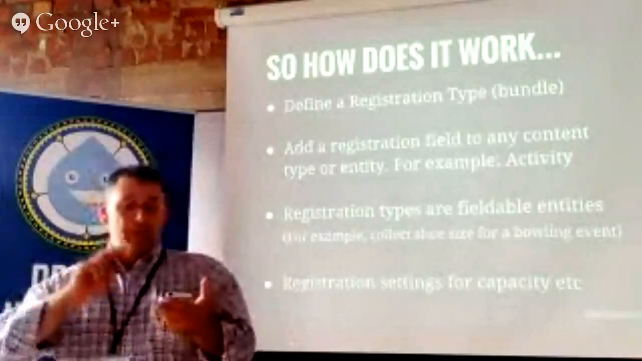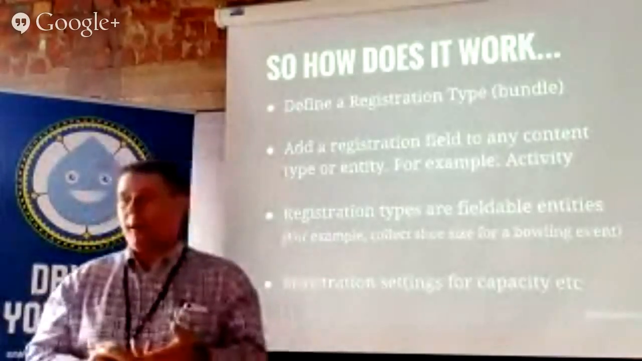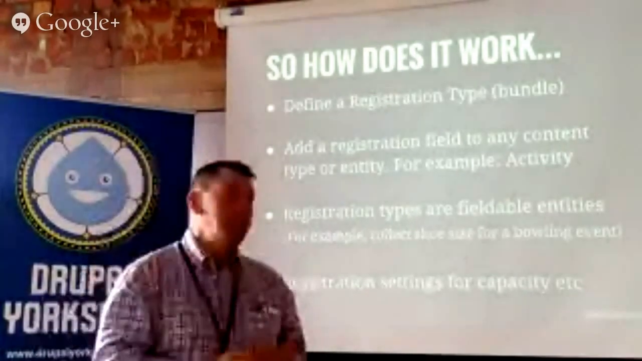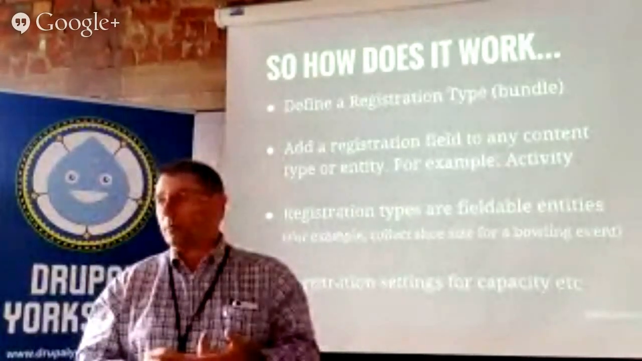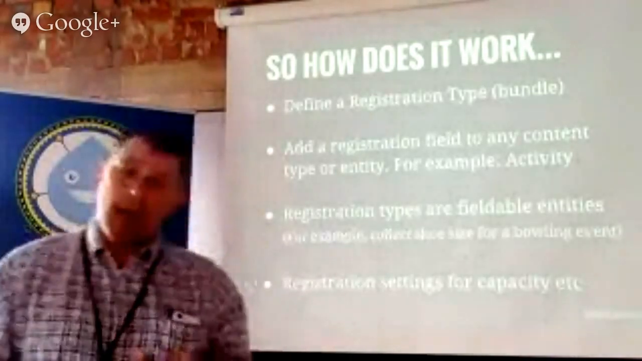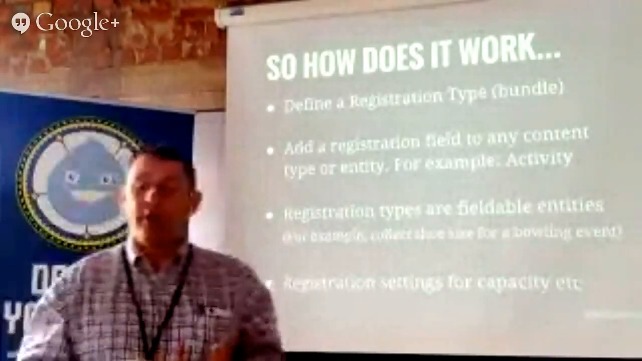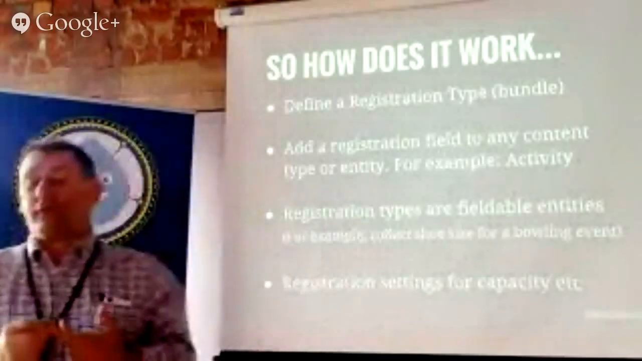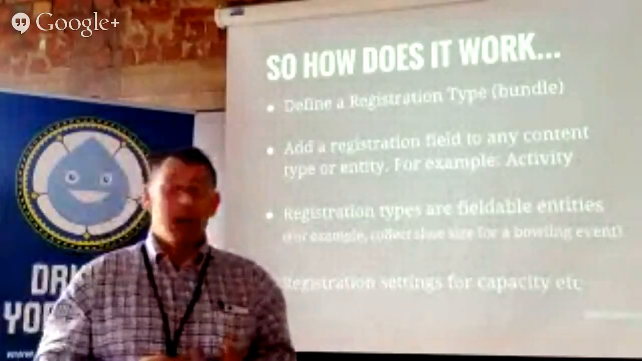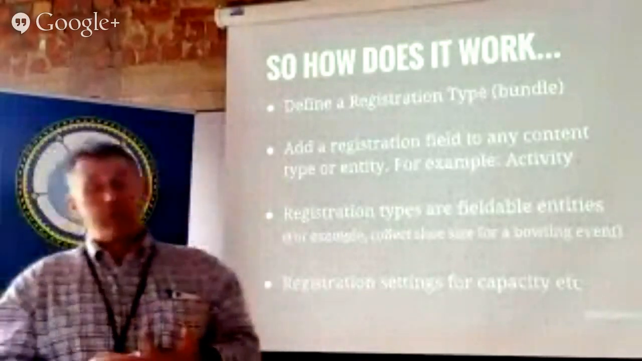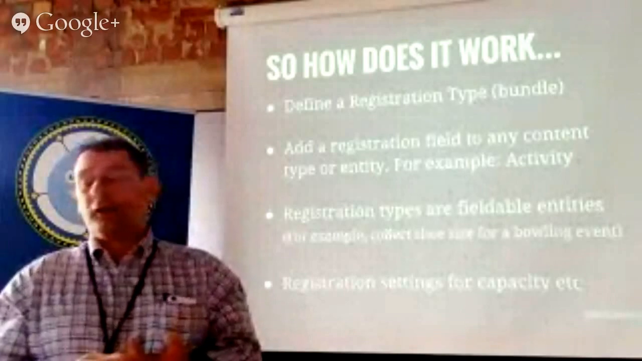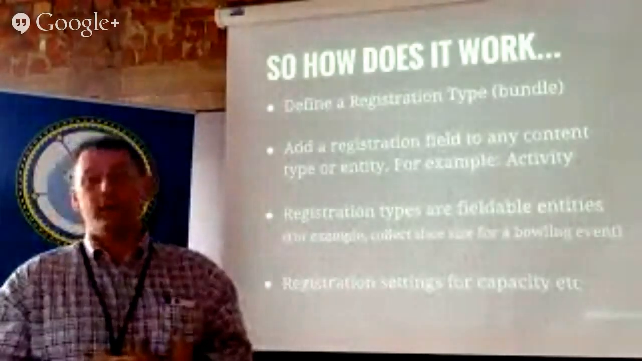So the default base fields on the registration type are literally the username, if they've got an account on your Drupal site, or the email address, because with entity registration the participant, the attendee, doesn't need to be a registered user. They can be identified by their email address. So it's just got 2 fields as the base installation, but because it's a fieldable entity, you can add as many additional fields to that as you want.